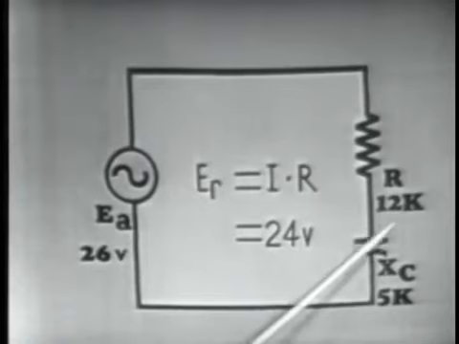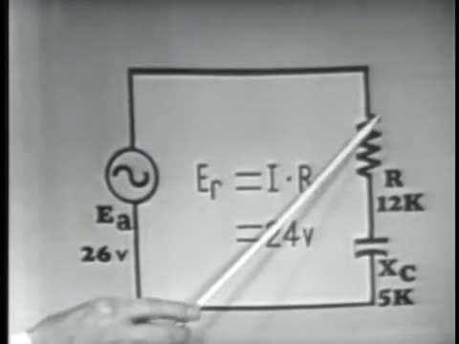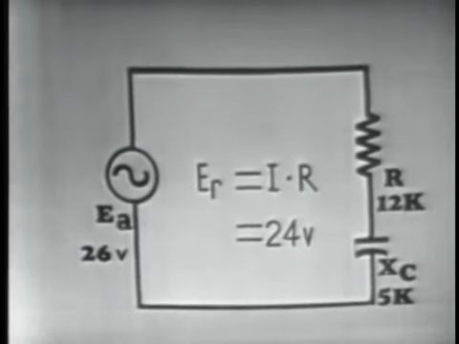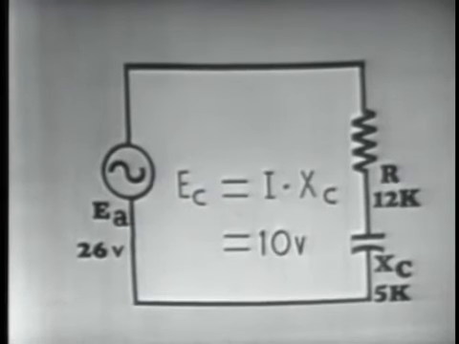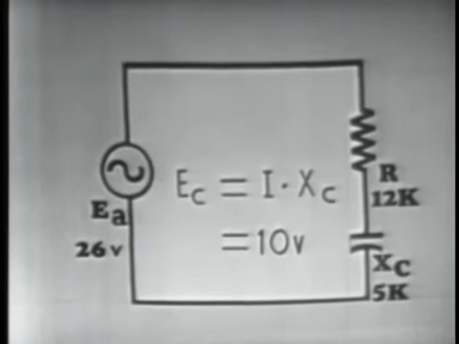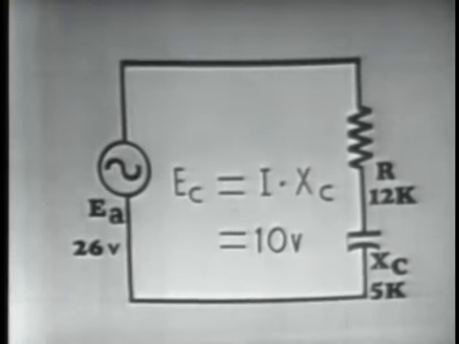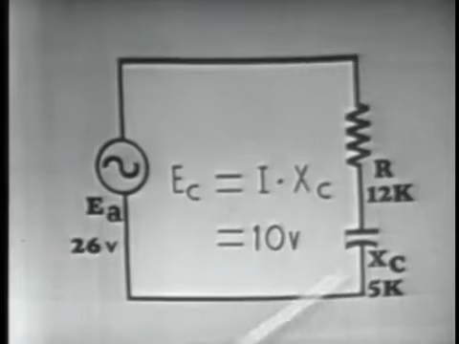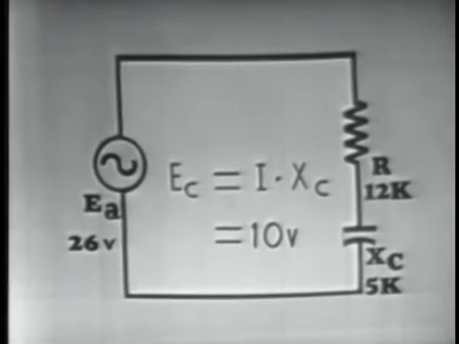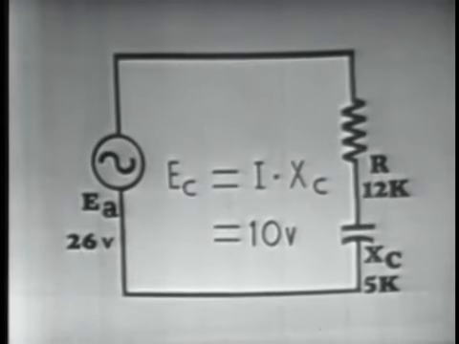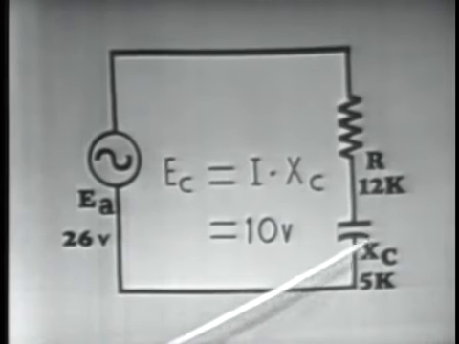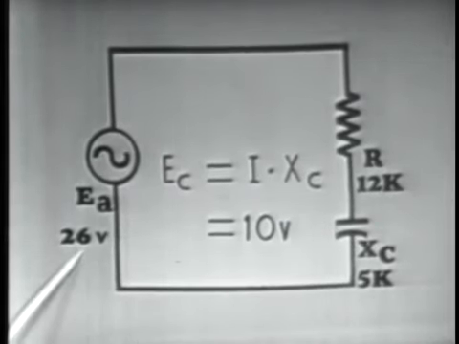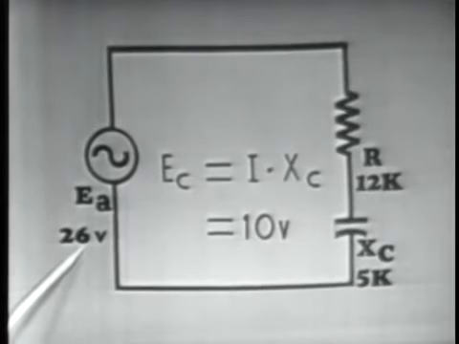through a resistance of 12 k ohms would drop 24 volts across this resistor. The same 2 milliamperes flowing through our capacitor, having a capacitive reactance of 5 k ohms, would drop 10 volts, or 2 milliamperes times 5 k ohms would be equal to 10 volts. Now if we added these two voltages up, 24 plus 10 would be 34. Their arithmetic sum is greater than 26 volts.